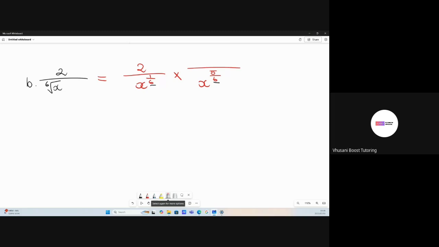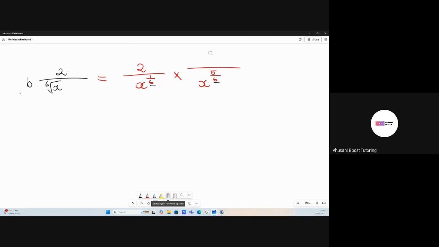So please be very careful of these types, right? And then Sandila, I see you also raised up your hand. Okay, Slungile, you may ask a question. Sorry, I just wanted to ask for the x to the power of 5/6. Do you take the denominator and minus 1 and get the 5 above?